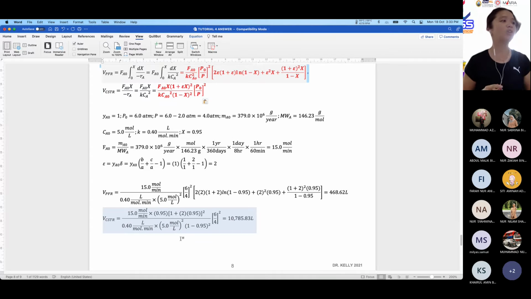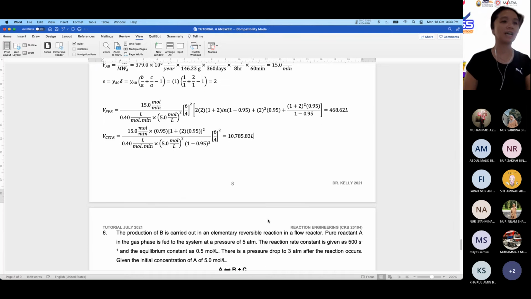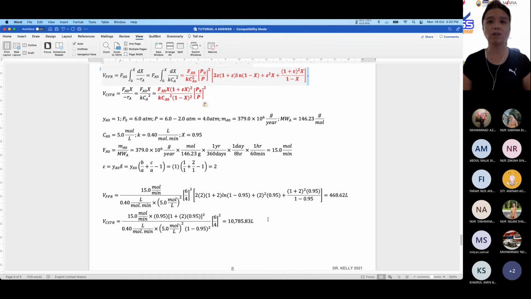So that's how we solve the problem to find the volume of PFR and CSTR. It is not too difficult, but make sure you calculate by yourself to see whether you get it or not. Okay, so again, I give you a 1-2 minute break.